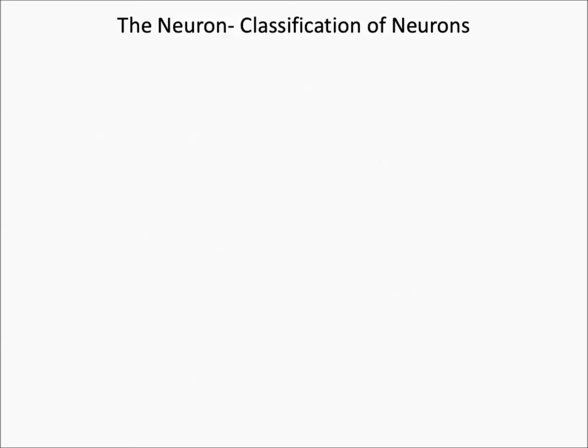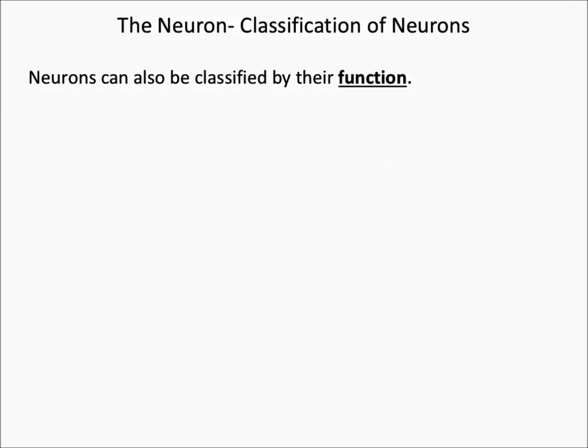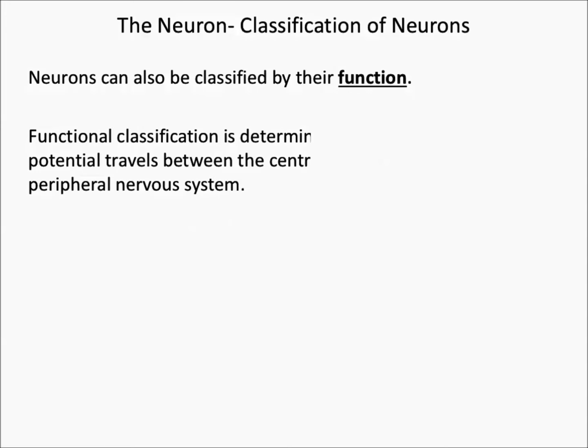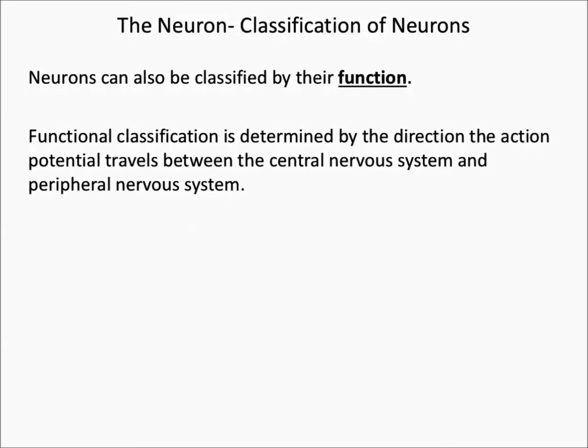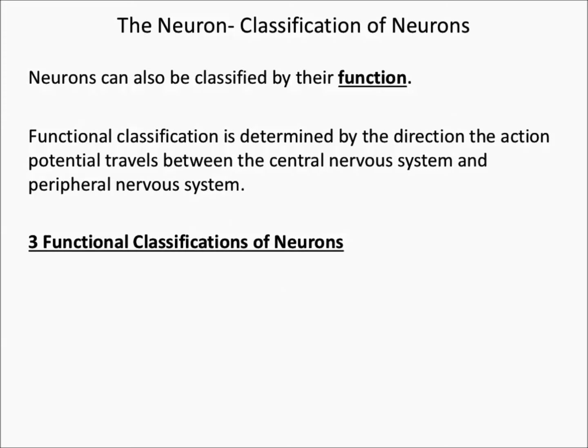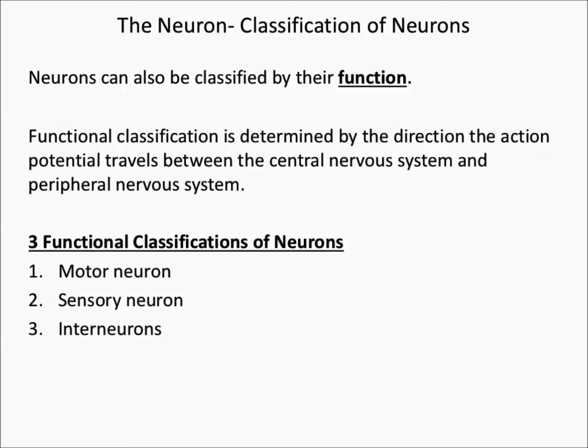Another way that neurons can be classified is by their function. Functional classification of neurons is determined by the direction the action potential travels between the central nervous system and the peripheral nervous system. And there are 3 functional classifications of neurons. The first functional classification is the motor neuron. The second classification is a sensory neuron, and the third classification is an interneuron.